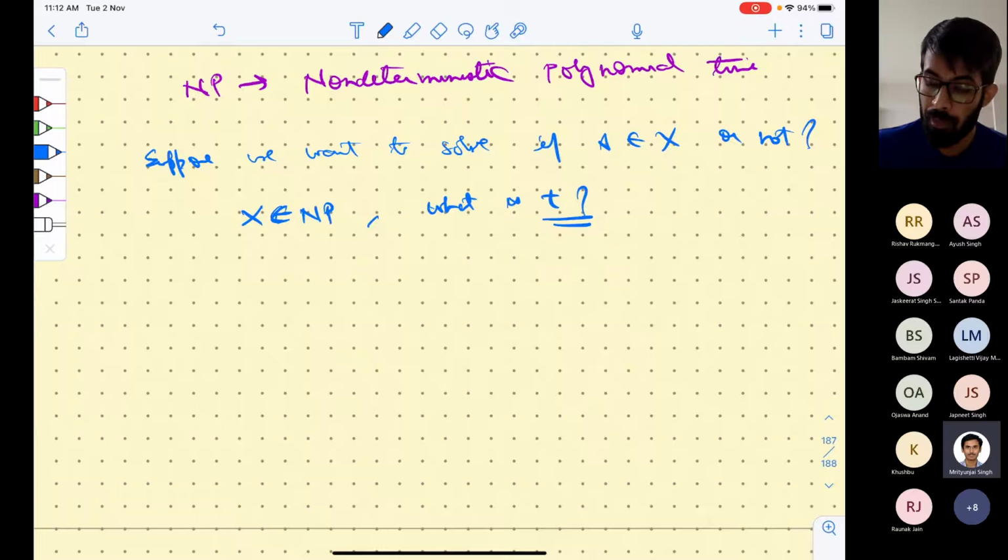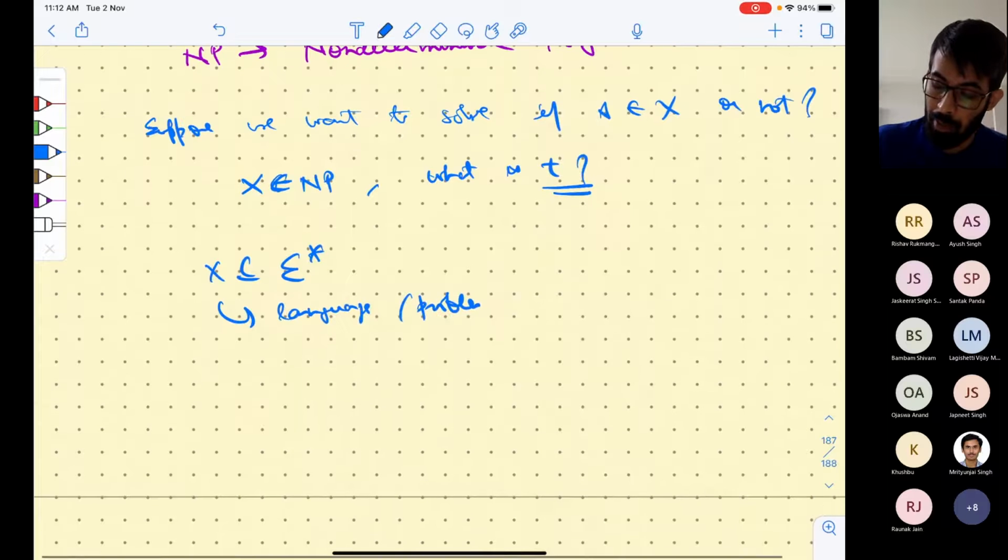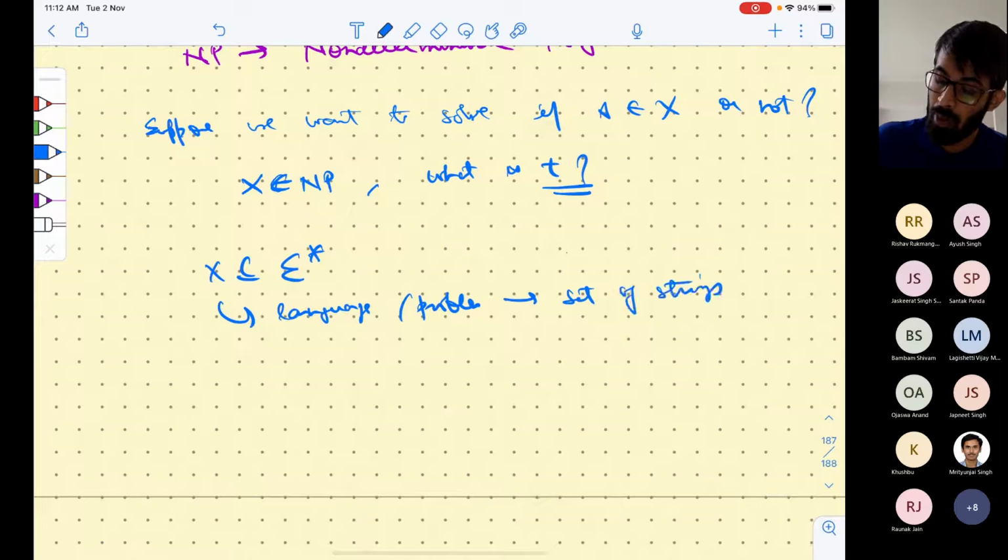Sir, what does S belongs to X mean? In the last class, we said a string belongs to X, where X is a subset of sigma star. X is called a language or a problem, and it is also the set of strings on which we want the answer to be yes.